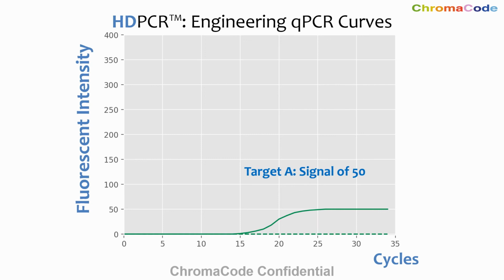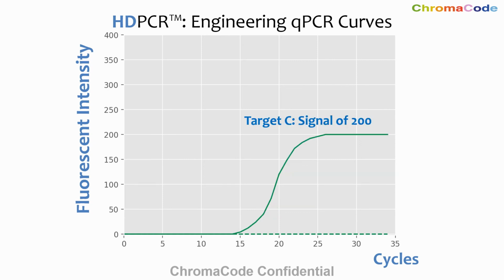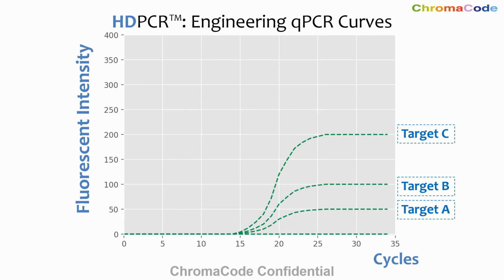Consider a reaction where target A is present. In this single color channel, target A's presence generates a PCR curve with a brightness of 50. If instead target B were present in the reaction, the curve would have an endpoint intensity of 100. Target C similarly would have a signal intensity of 200. Indeed, each one of these targets, if they were present alone, would have a unique curve intensity.